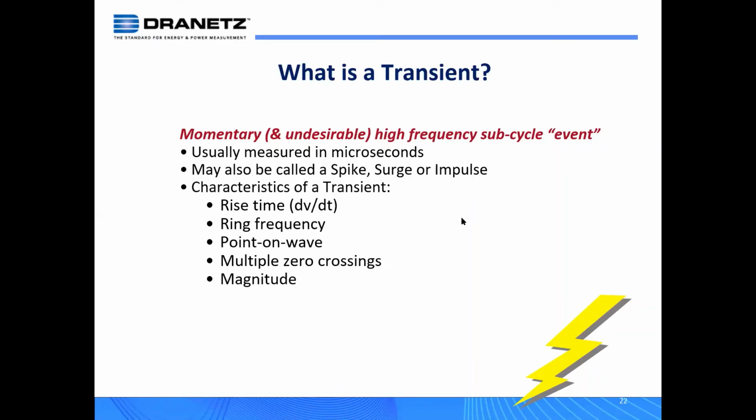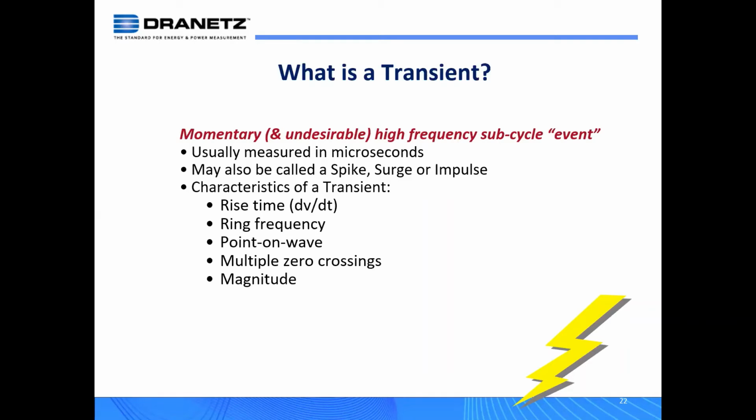Okay, all right. So what is a transient? It's a momentary high-frequency subcycle event. And what we mean by subcycle is it is less than one AC cycle. Usually we're talking a quarter of a cycle or less. And of course, a cycle is 16 milliseconds here in the United States and 20 milliseconds in Europe, but it's usually 50 or 60 hertz. So it's usually measured in microseconds or a few milliseconds. You may also hear terms like a spike or surge or impulse, but IEEE officially calls this a transient, but you'll see it under some other names.